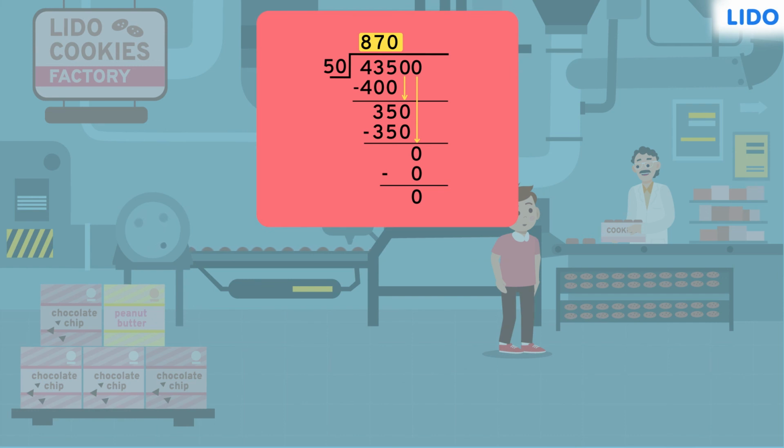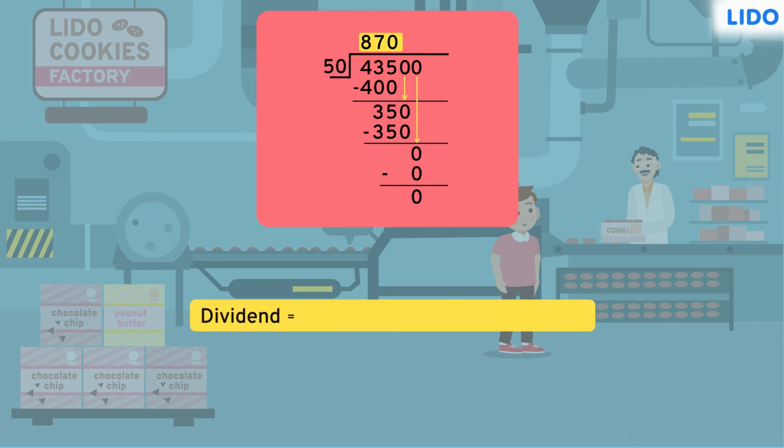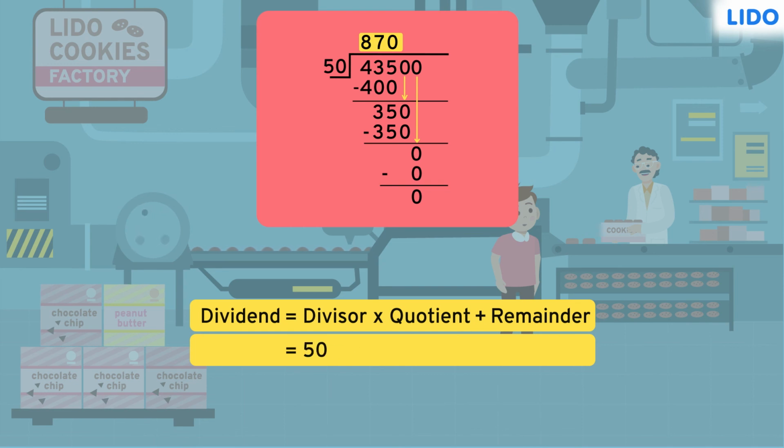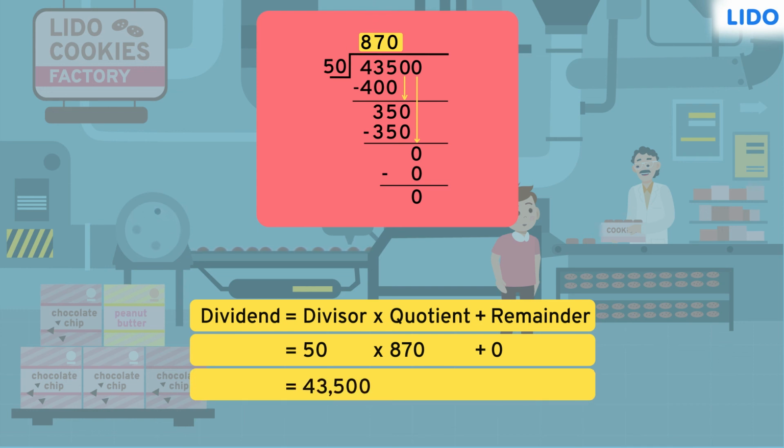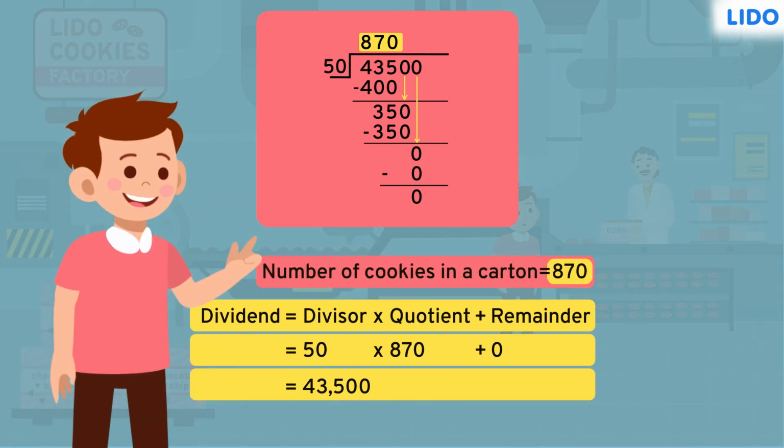We can also double check the answer by using the formula: dividend equals the product of the divisor and the quotient added to the remainder. Here, 50 multiplied by 870 plus the 0 gives us 43,500, which is the dividend. Hence, 870 is the correct answer.